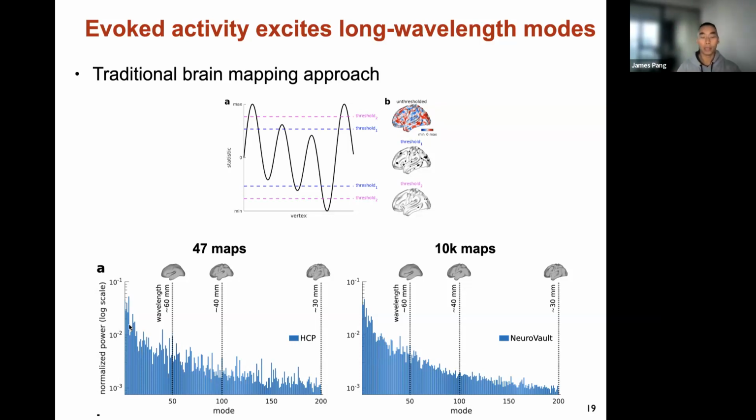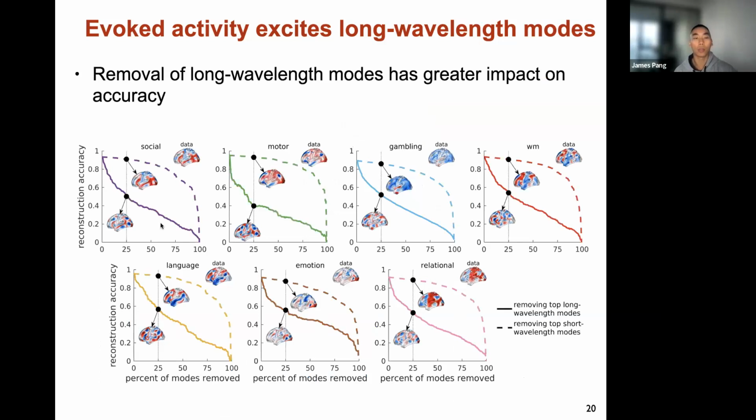And if we look at how we can reconstruct the data at both ends of the spectrum, if we keep removing the long wavelength modes, that's the solid line, as opposed to the short wavelength modes, the higher modes, that's the dashed lines, we see that you can impair the reconstruction accuracy much faster if you remove long wavelength modes, suggesting that indeed empirical data has this long spatial component to it.